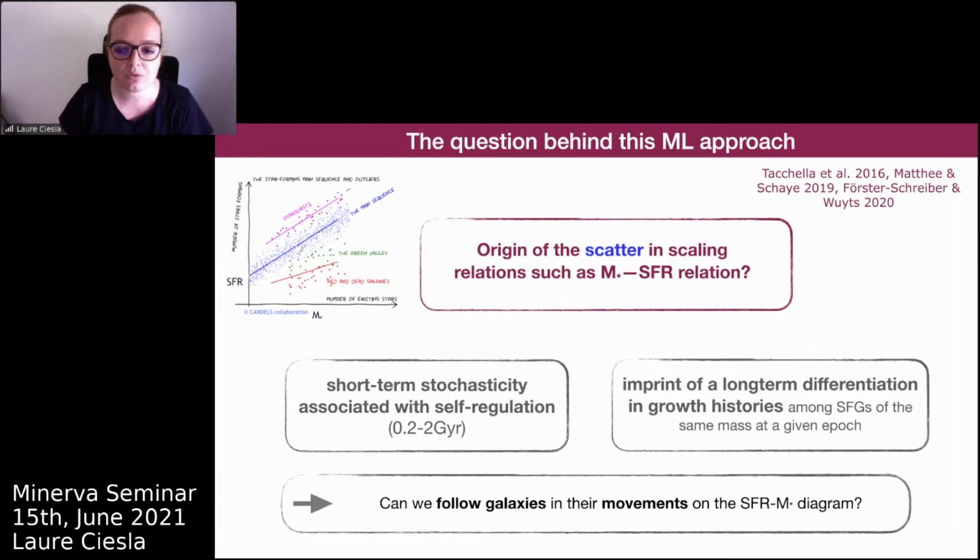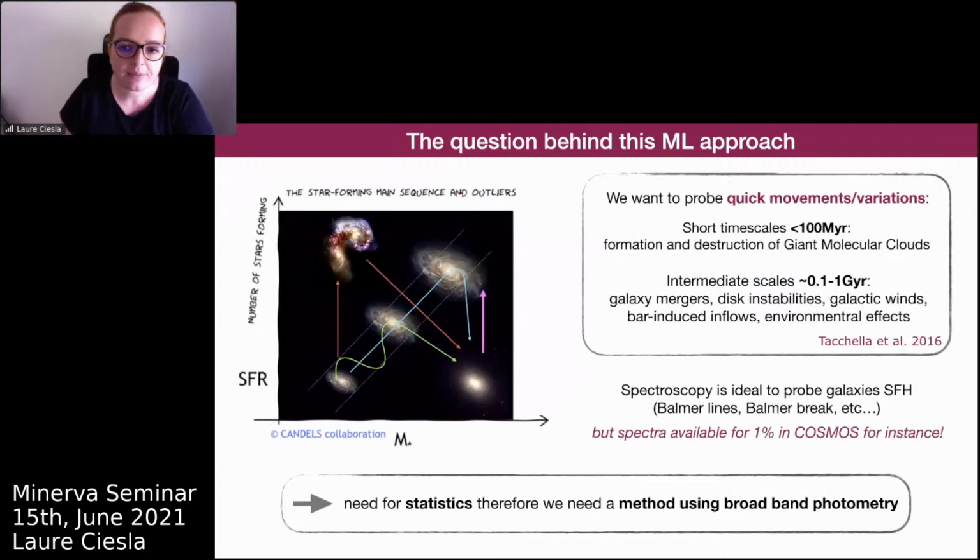And to try to answer that, I would like to follow the movement of the galaxy within the scatter on the star formation rate stellar mass diagram. To do that, I need to probe quick movements, things like you can see on the right figure. I want to distinguish between different paths that the galaxy would follow on the star formation rate, stellar mass main sequence.